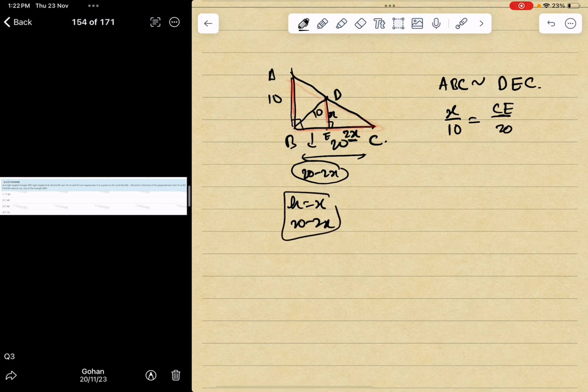And hypotenuse is how much? 10. We can easily apply Pythagoras and solve. So x square plus 20 minus 2x whole square equal to 10 square. Okay, solving this we'll get x equal to 6. So we got x as 6.